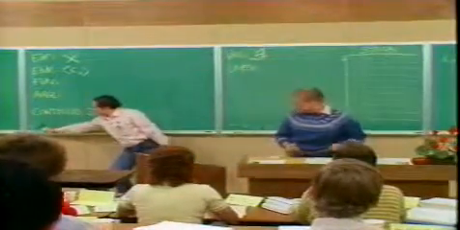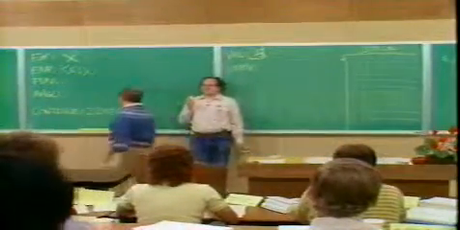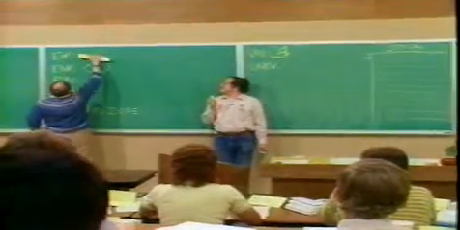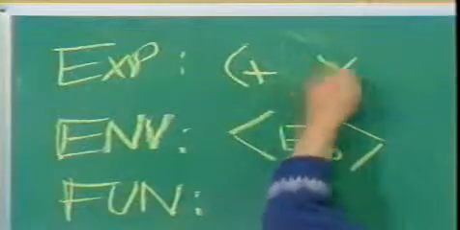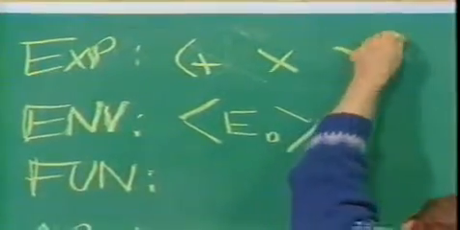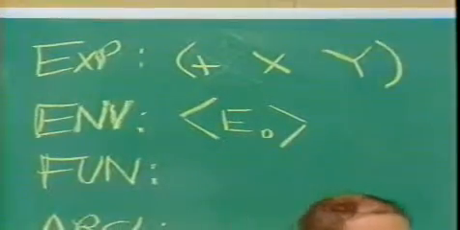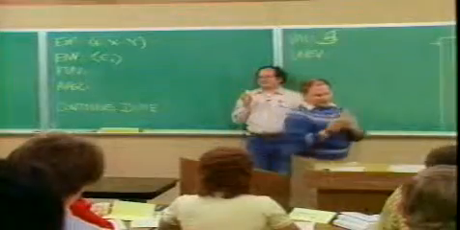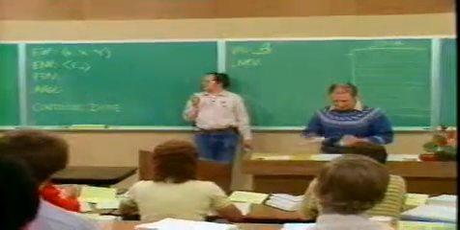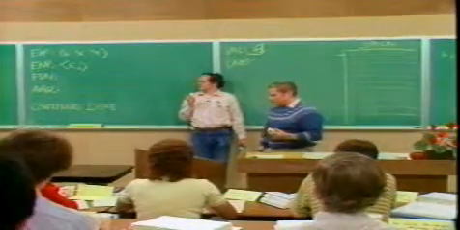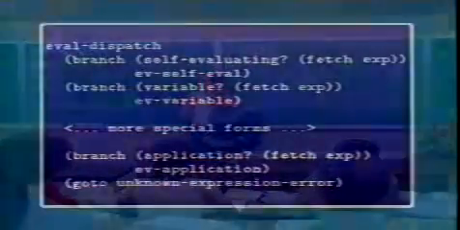Let's look at the expression, the sum of x and y. Okay, and now we'll see how you start unrolling these expression trees. Okay. Well, start again at eval dispatch. Okay.